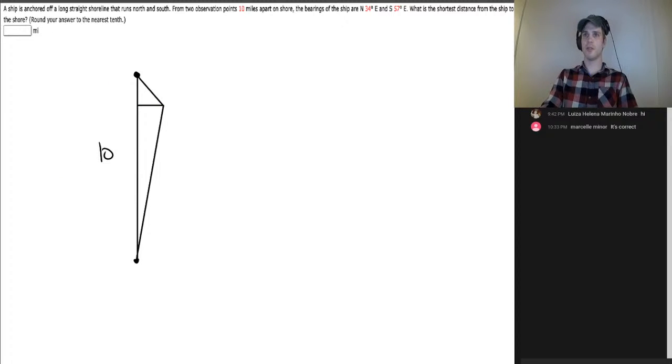So this red point here is the ship. And then I just constructed a horizontal line from that to the coast. And that's actually what they want: what is the shortest distance from the ship to the shore? So X here, this little line.